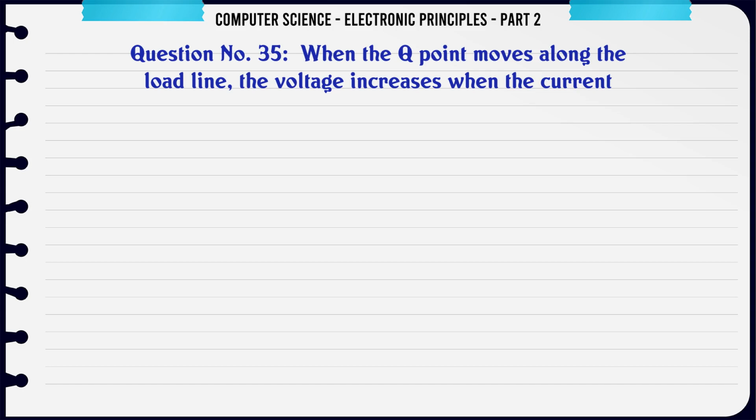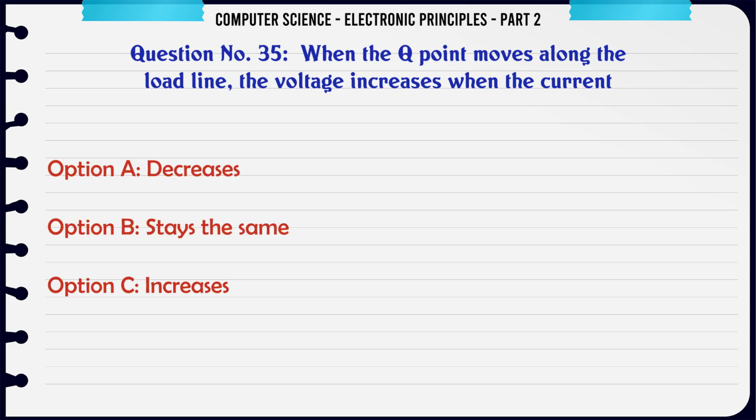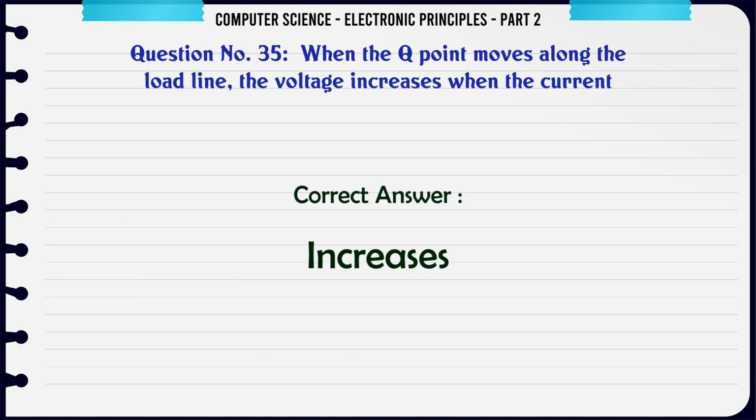When the Q point moves along the load line, the voltage increases when the current A. decreases. B. stays the same. C. increases. D. can be any of above. The correct answer is increases.